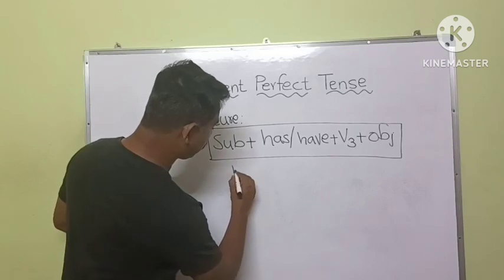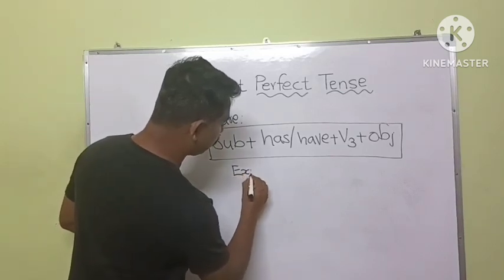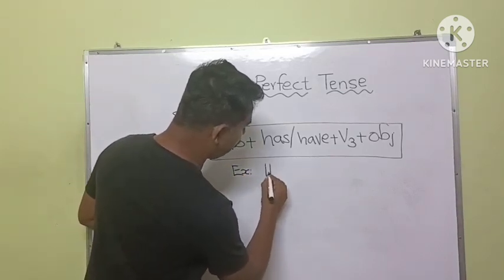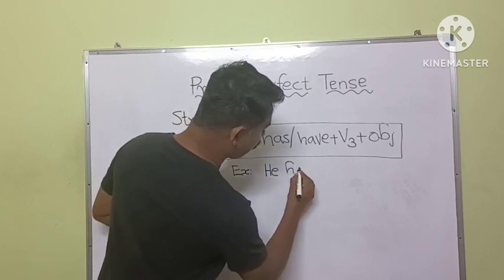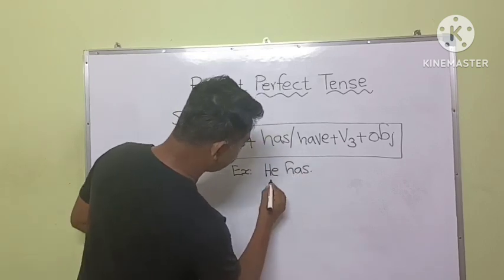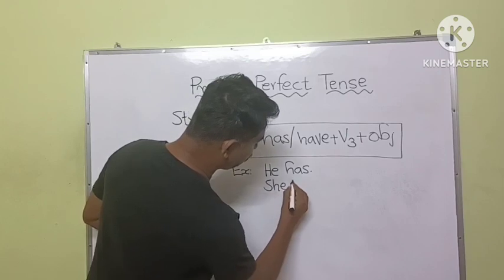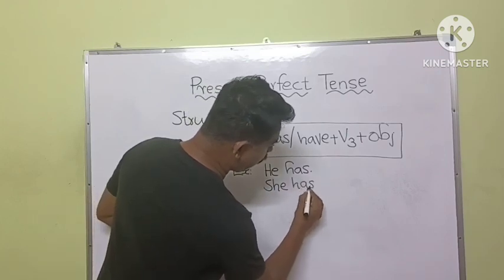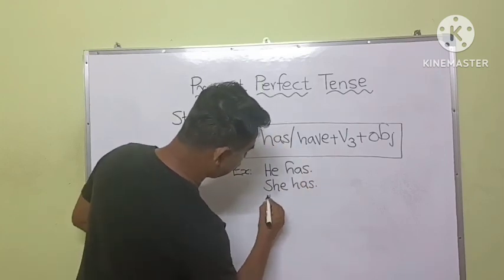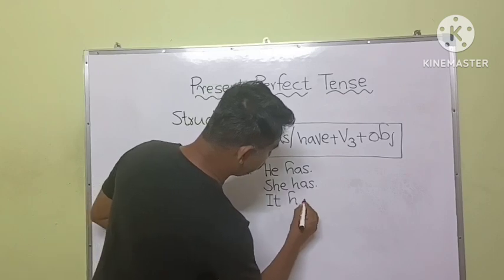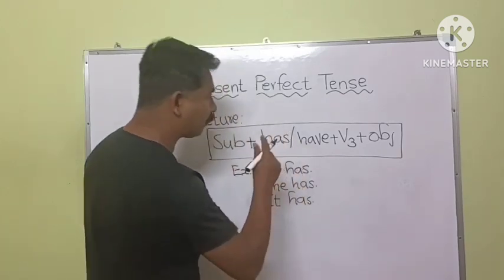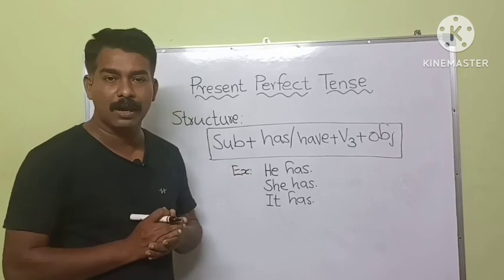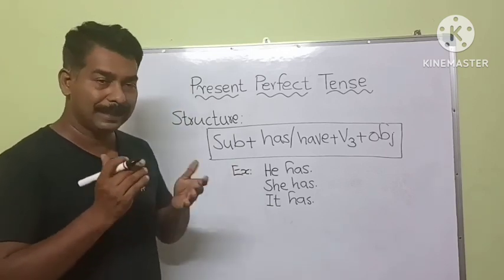Examples: he has, she has, it has. We must use have with plural subjects.